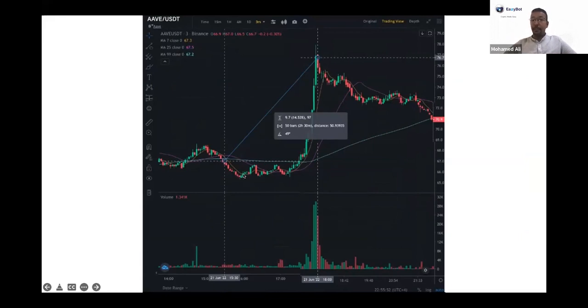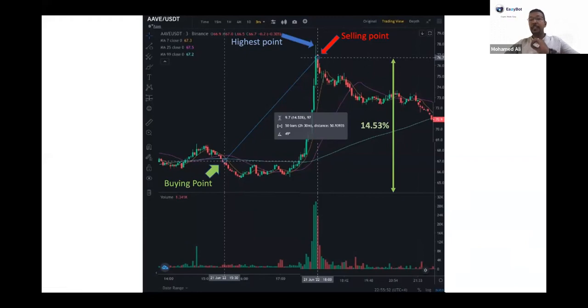And then the market went down, kept on fluctuating here, and then shot really up here. It was supposed to close just here at 1.5%, but because the market was really going up without going down, it waited for the market to reach the highest point, which is here. So this is the buying point, and this is the highest market point, and this is where the bot actually sold. It waited for the market to start showing some movement down and then closed the trade. And instead of making just 1.5% or 1%, it made 14.53%.